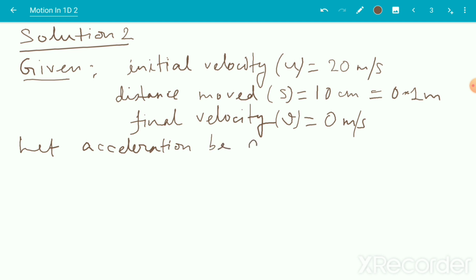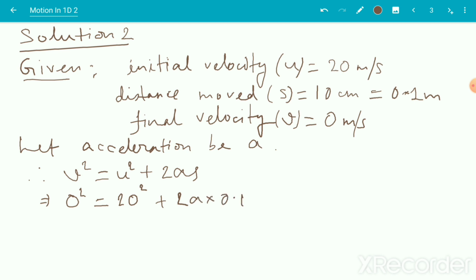So acceleration a, therefore we know that v square is equal to u square plus 2as. So putting the value here, v is 0, so 0 square is equal to the value of u, which is 20, square plus 2a into 0.1. So this turns out to be 0.2a is equal to 400. Okay, so this is minus 400.